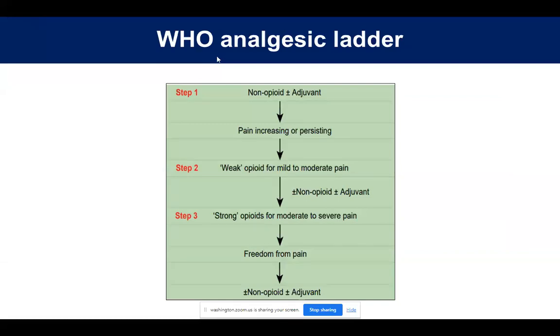In the WHO analgesic ladder, step 1 is non-opioid. Then if the pain is increasing or persisting, step 2 is weak opioid for mild to moderate pain. Then step 3, strong opioid for moderate to severe pain.